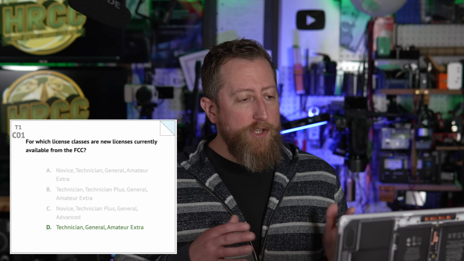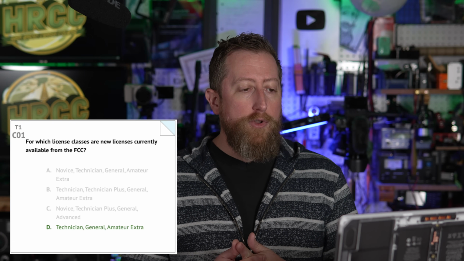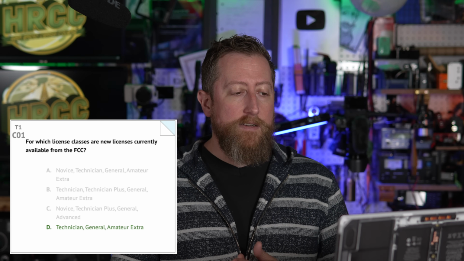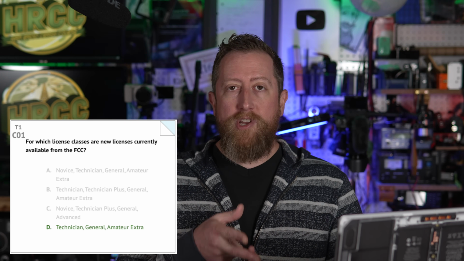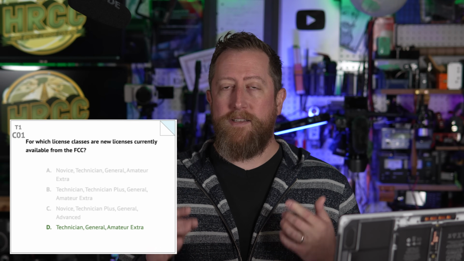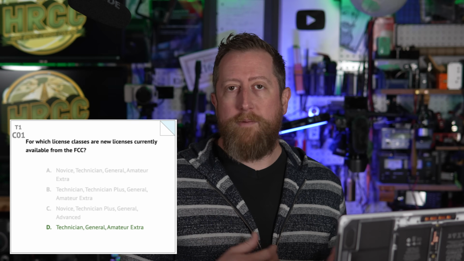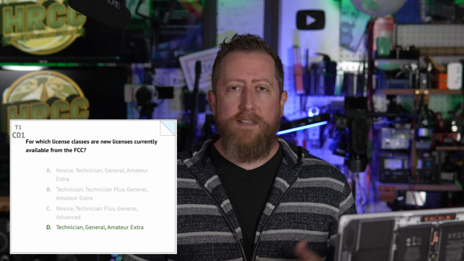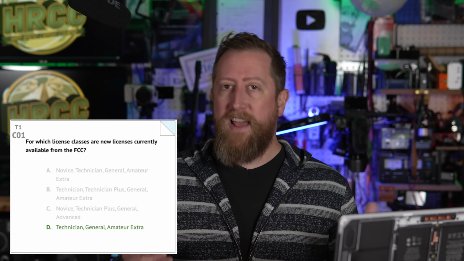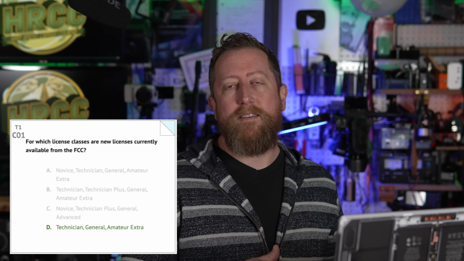We're going into Charlie. So this is Charlie number 1. For which license classes are new licenses currently available from the FCC? The answer is D, technician, general, and amateur extra. Those are the 3 classes that are available at this time. If you would like to go into the history of amateur radio, there used to be different classes like novice, technician plus, I think there's another one, and advanced. Those have been sunset for the technician, general, and extra that we have today.